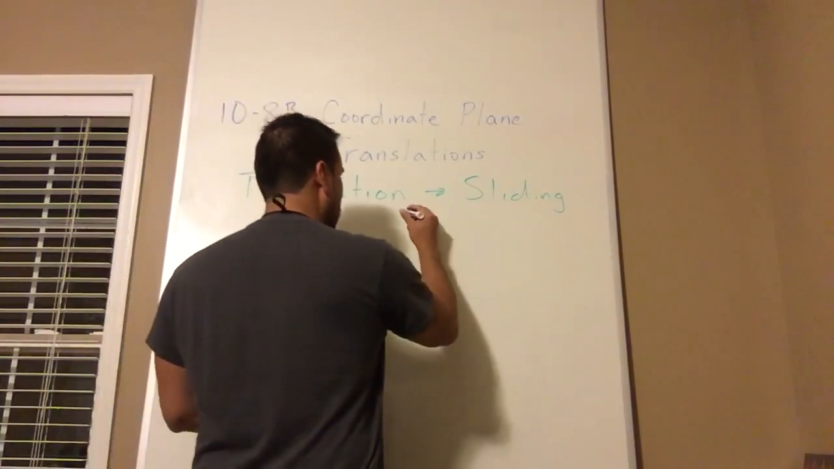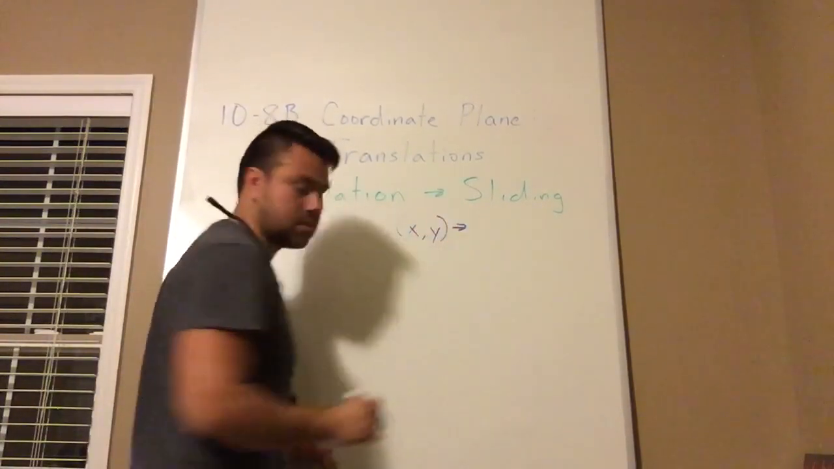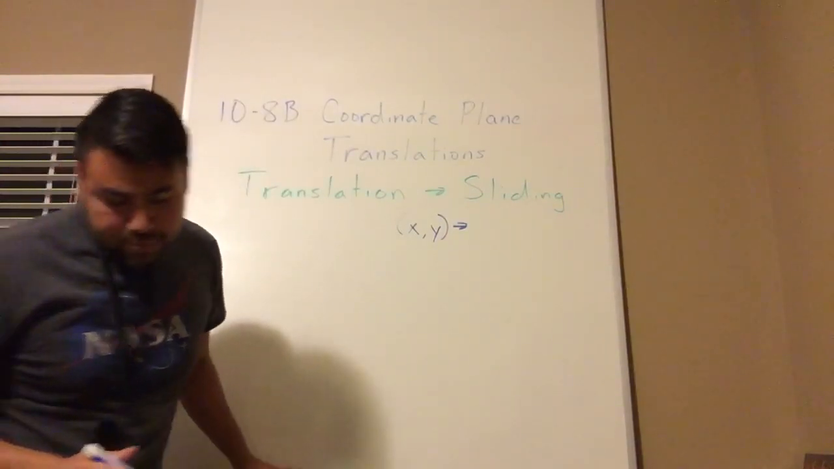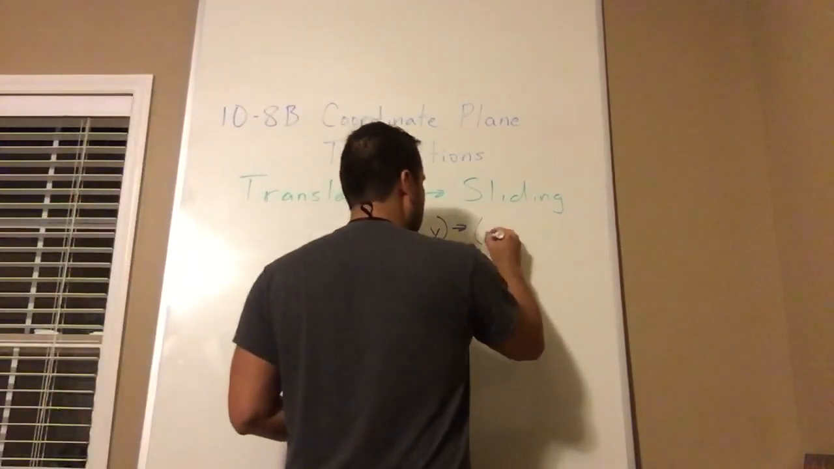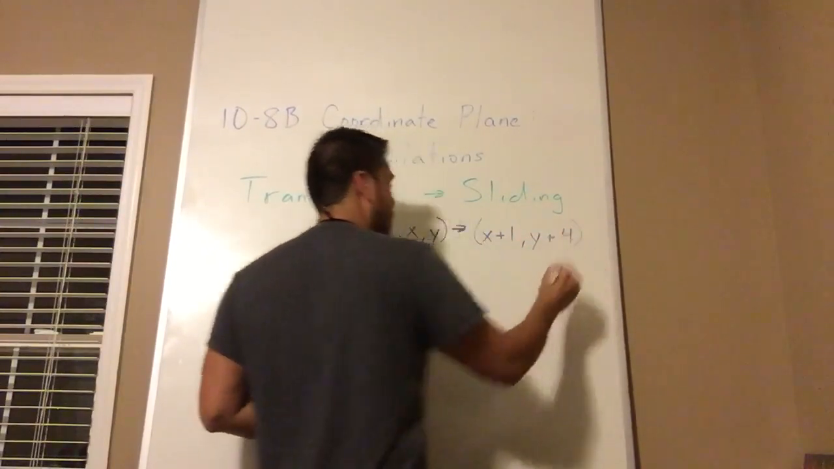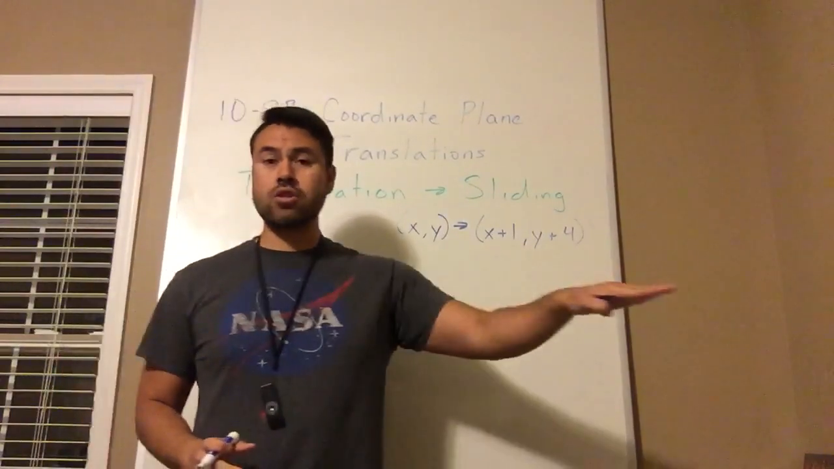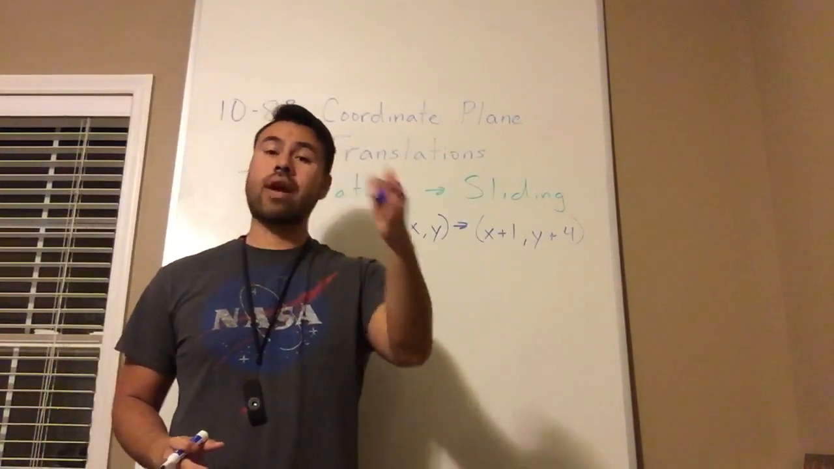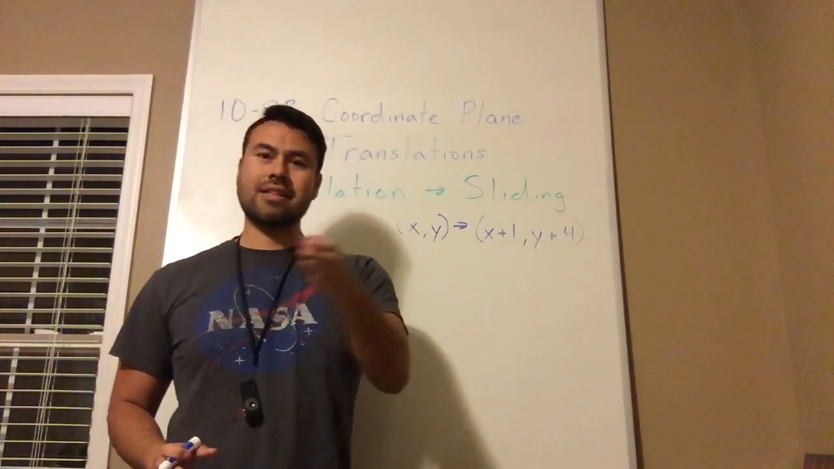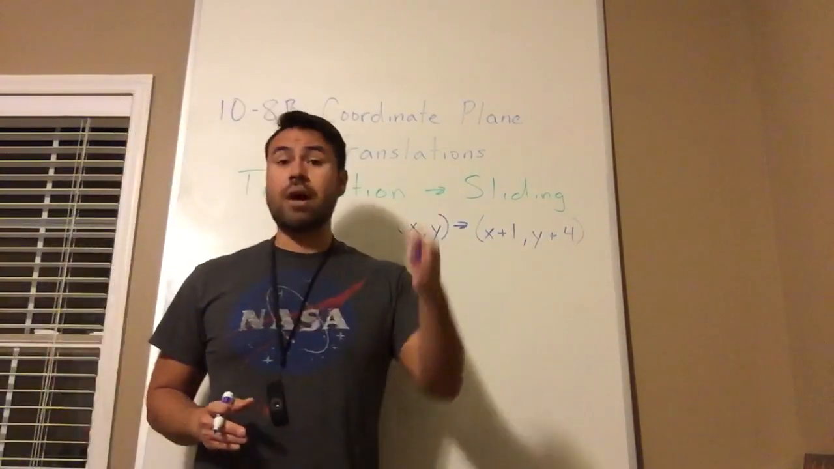So here's my rule. X comma y is going to translate to x plus 1, y plus 4. Okay, so that's going to be the translation. So x deals with the horizontal axis, you're going to go to the right once. I think that's right for you guys. Yep, to the right once, and then I'm going to go up 4.